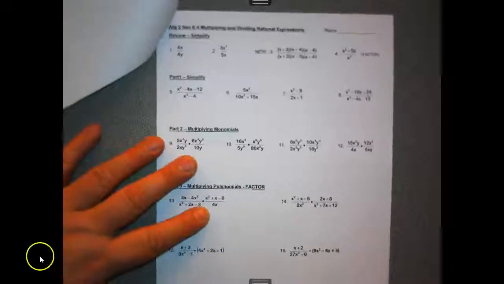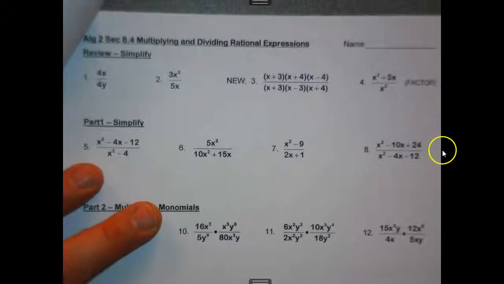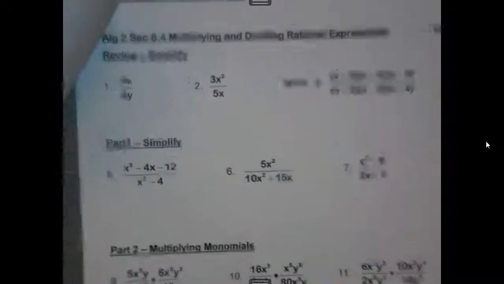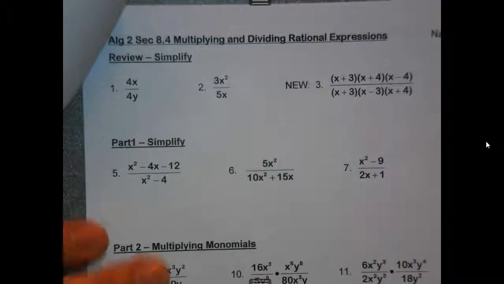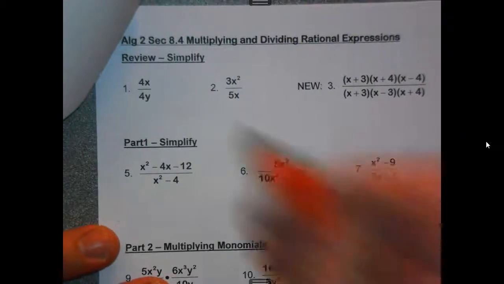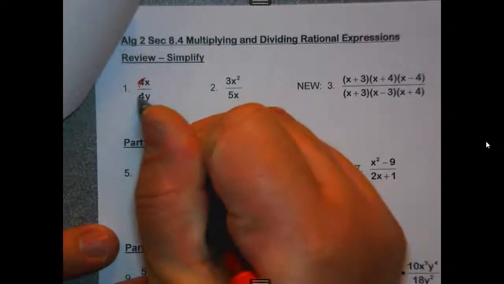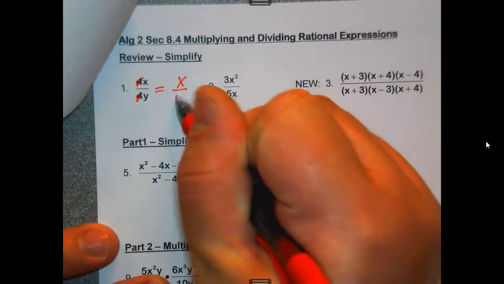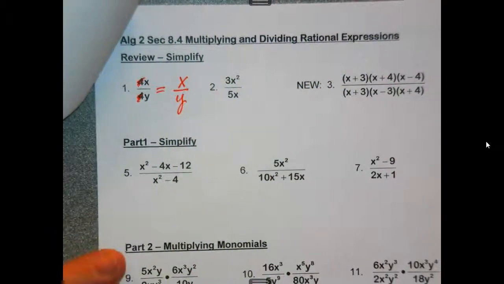All right, so I did a few of these. We reviewed, thankfully, the stuff that you were supposed to do in Algebra 1. Okay, number 1, what can I cancel out? The 4s, right? What am I left with? X over Y, right?